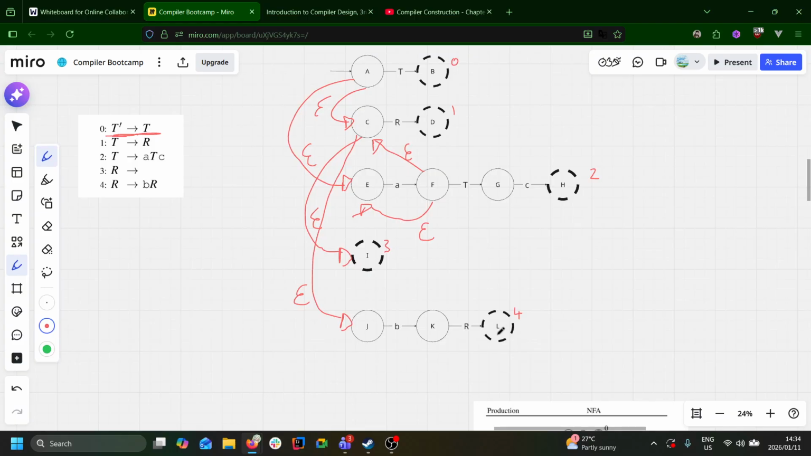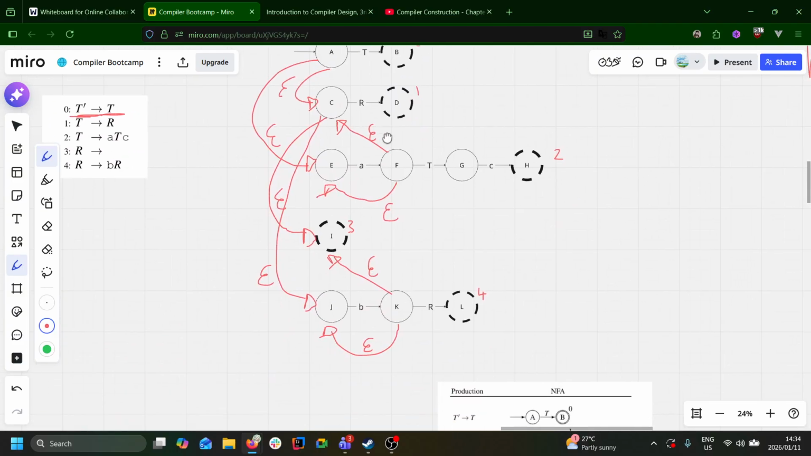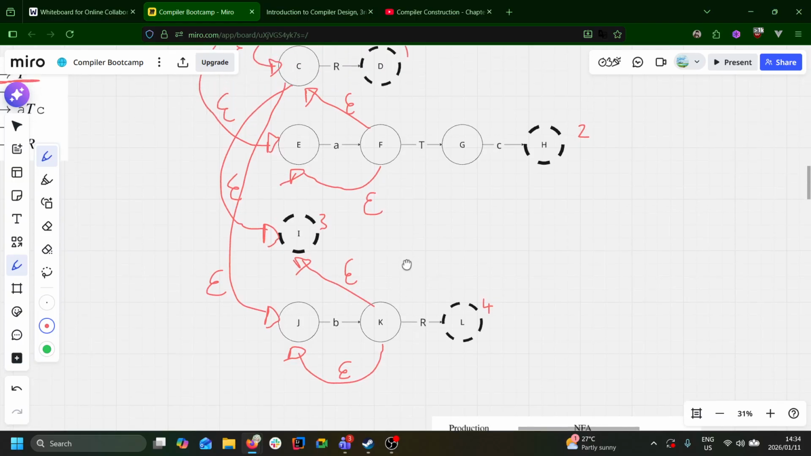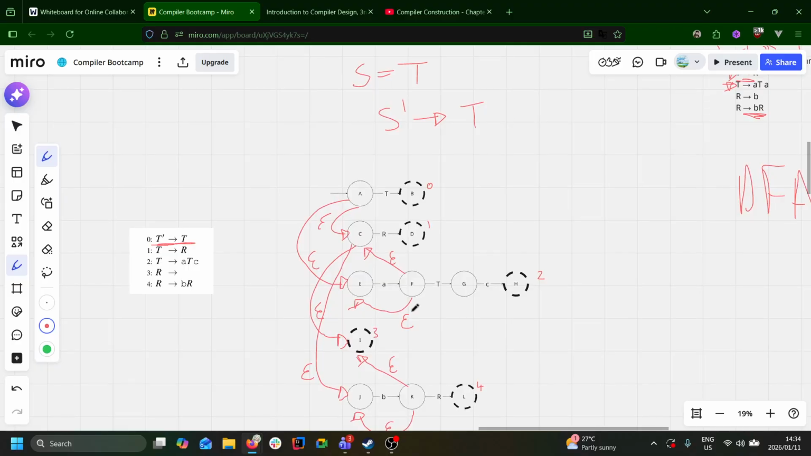So K has a transition of R. So this is going to come over here. It's going to be an epsilon transition. And I is also belonging to R as well, since it's rule 3. And we're just going to add another epsilon transition. And I think we've covered all of the epsilon transitions so far. I think all of the non-terminal transitions. I don't think we missed anything. So yeah, now that's like the first step.